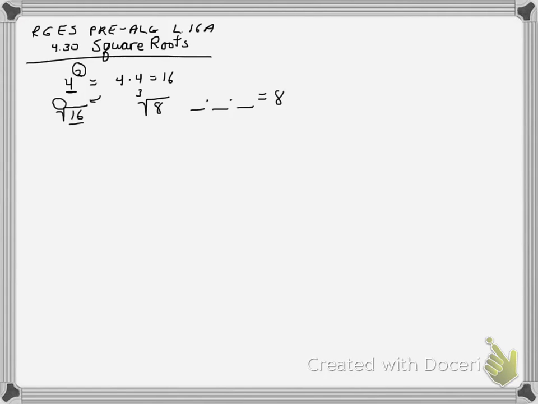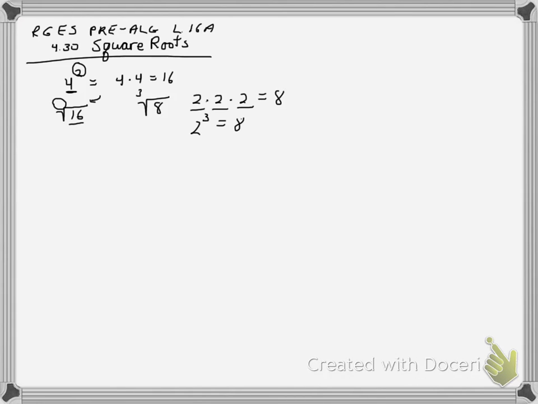If you think that through, the answer would be 2, because 2 times 2 is 4, times 2 is 8. So if I know that 2 to the third equals 8, my familiarity with powers will help me as I'm working on roots.